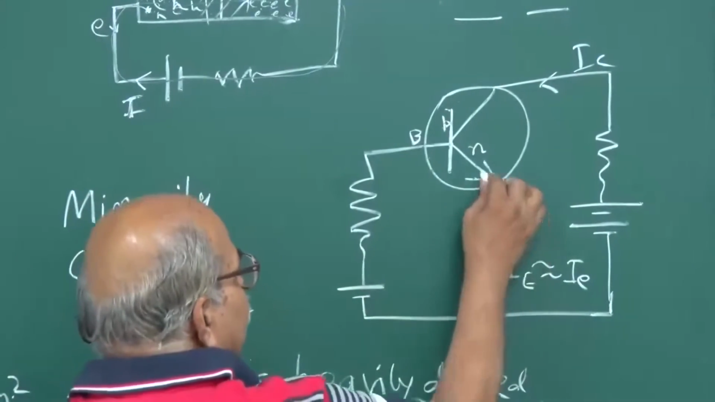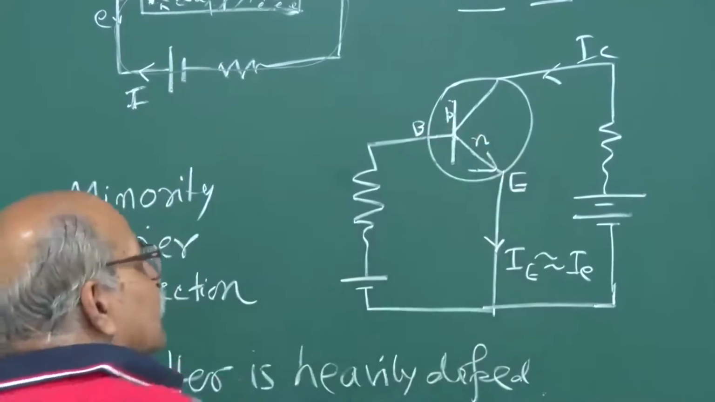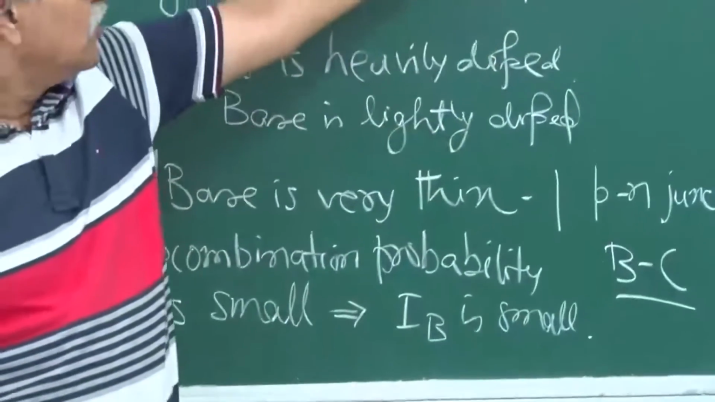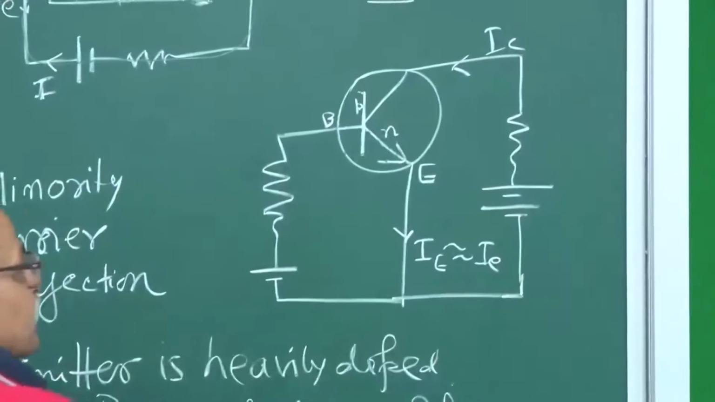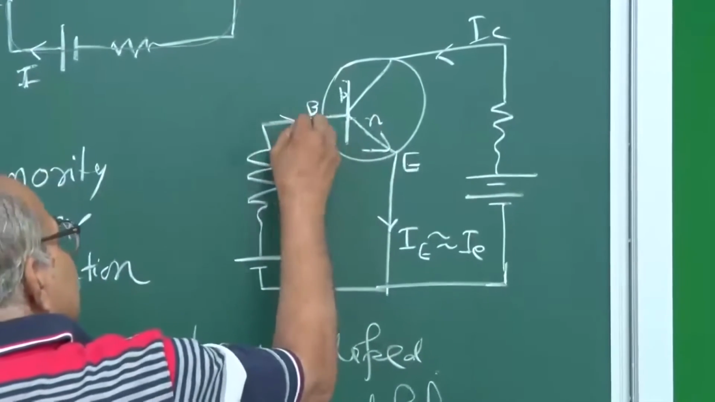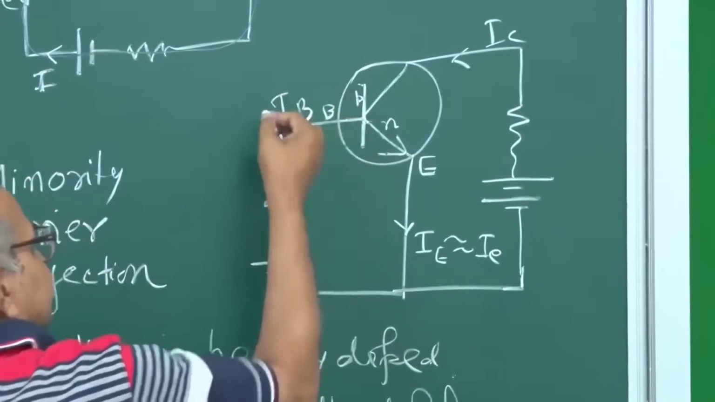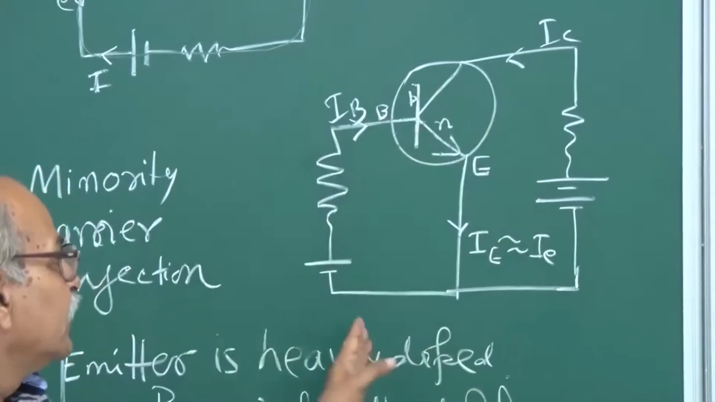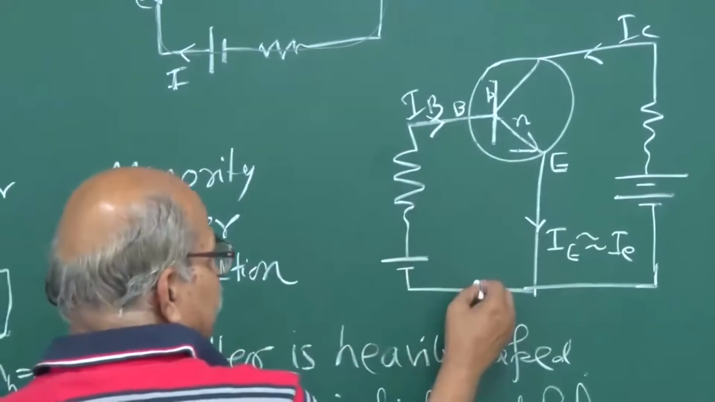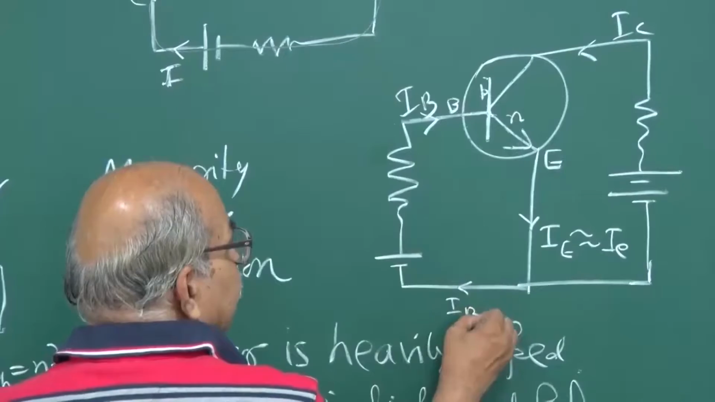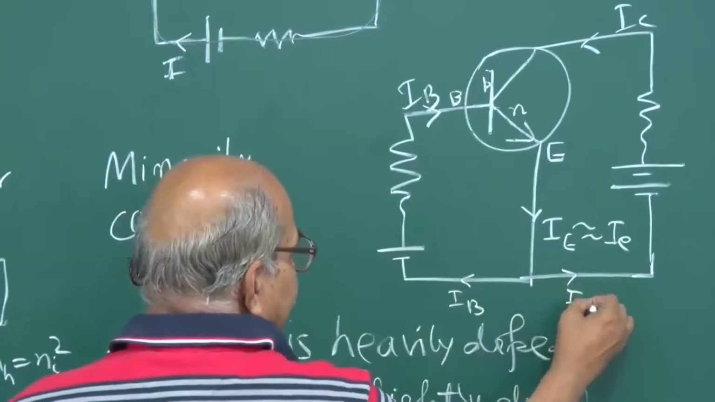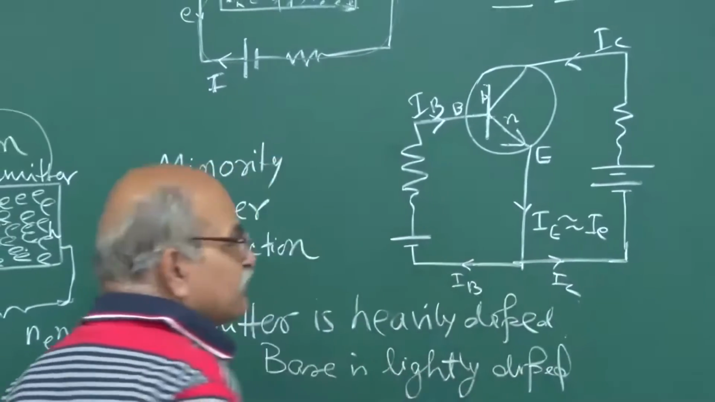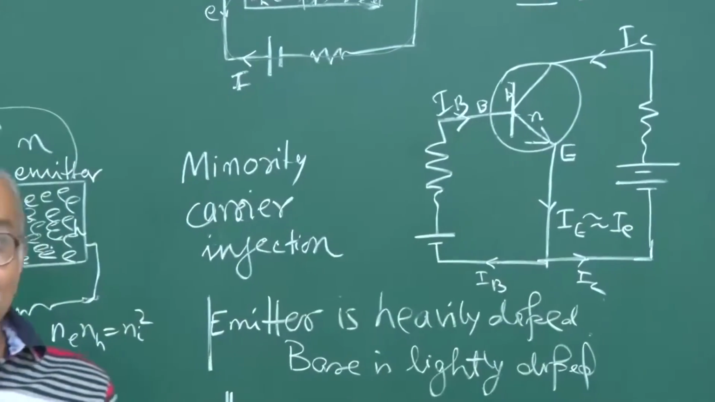And some of the electrons which recombine, corresponding to that you have a small current in the base, and those electrons are going this way, so the current is this way. The same picture, IB and then IC, and this IB will be like that, and this IC will be like that, and IE will be equal to IB plus IC. So this is the mechanism.